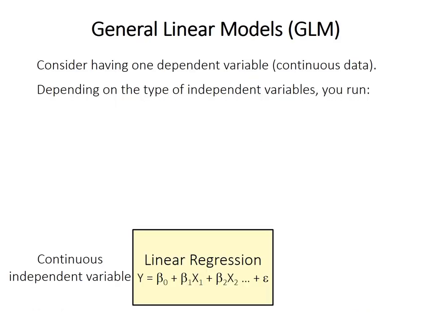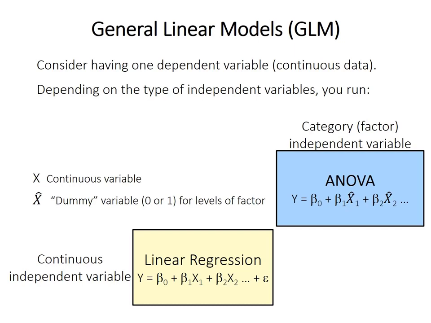So first, let's take a step back and talk about something called general linear models. You've actually learned about several of these despite the fact that I haven't used this term before. So consider having a single continuous dependent variable. If the independent variables are also continuous, this is called linear regression from the previous video. This equation is similar to what you've already seen, except here you can have multiple independent variables, x1, x2, and so forth. But if the independent variables are instead categorical factors, we actually have ANOVA.